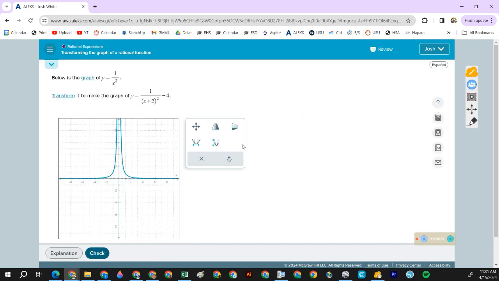One more. So this is left 2 and down 4 right there.